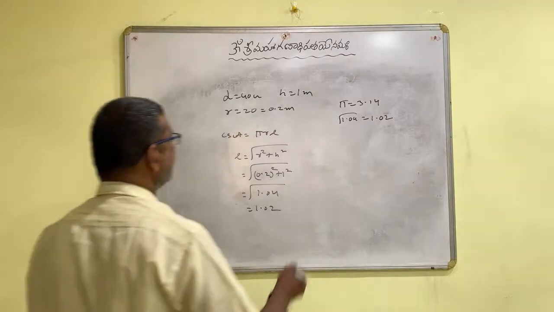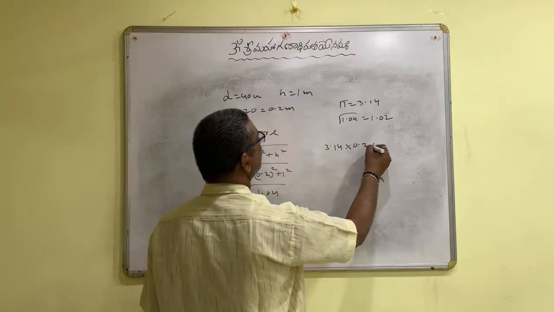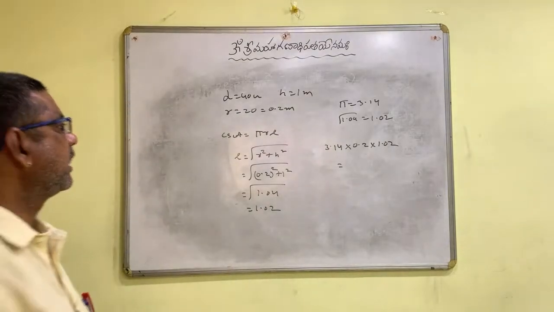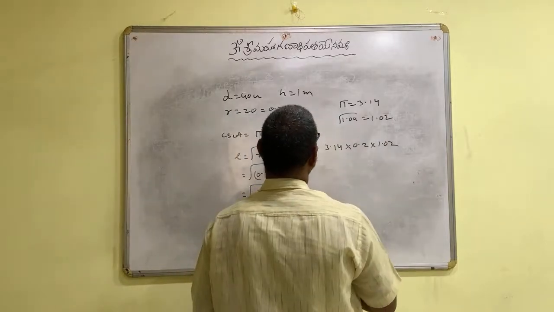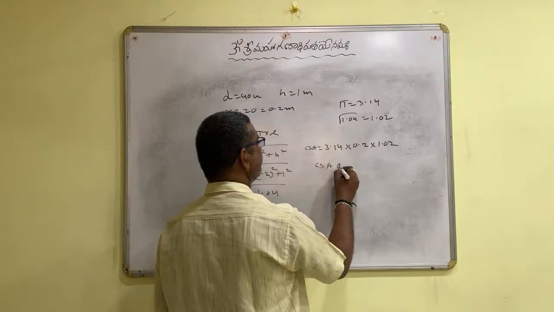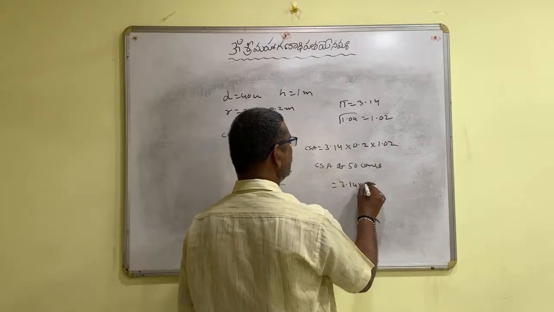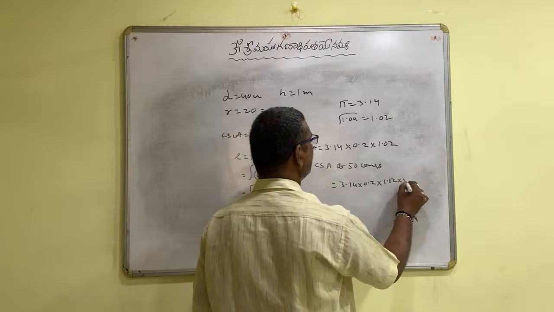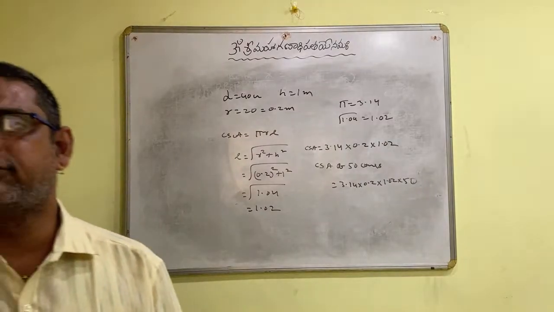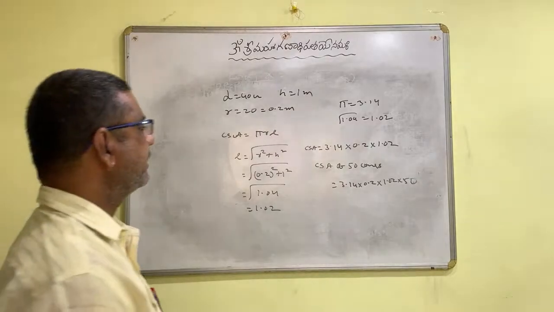So curved surface area is pi r L, 3.14 into 0.2 into 1.02. And how many cones are there? CSA of 1 cone is this one. CSA of 50 cones, 3.14 into 0.2 into 1.02 into 50.